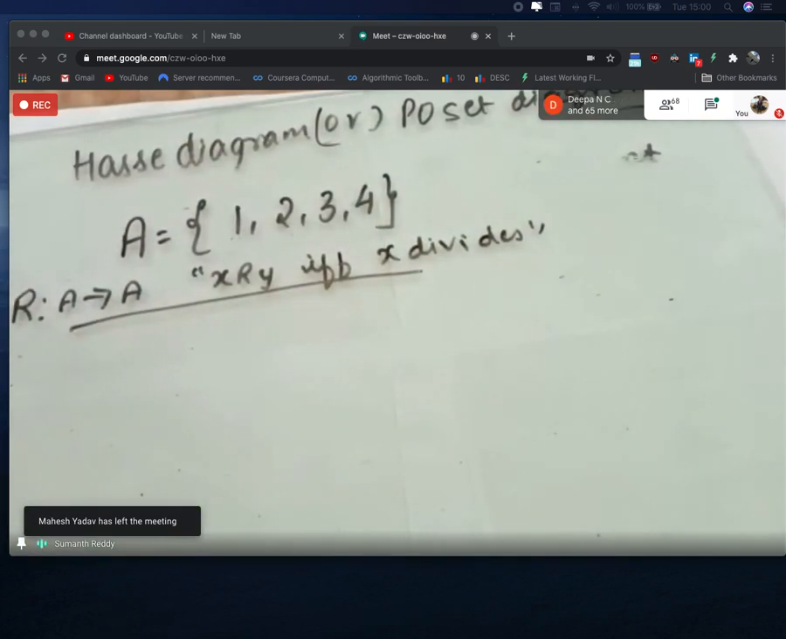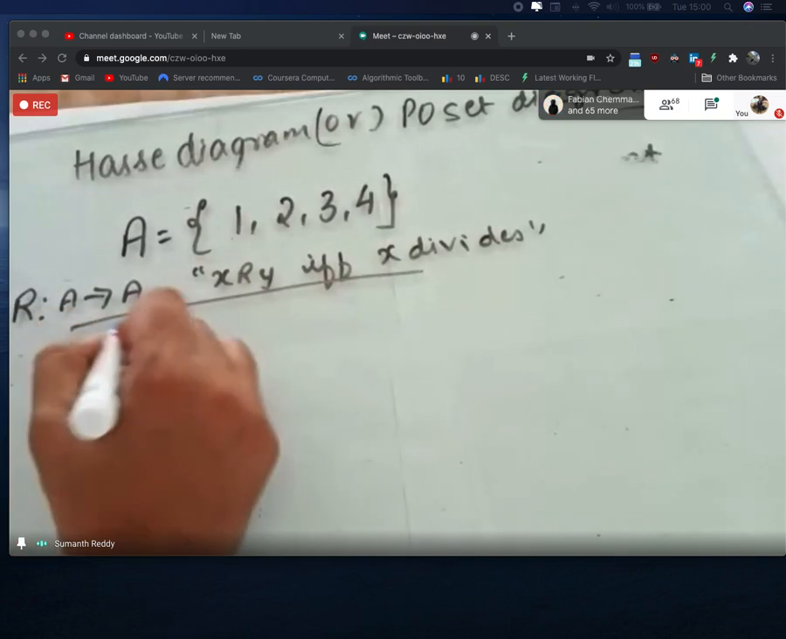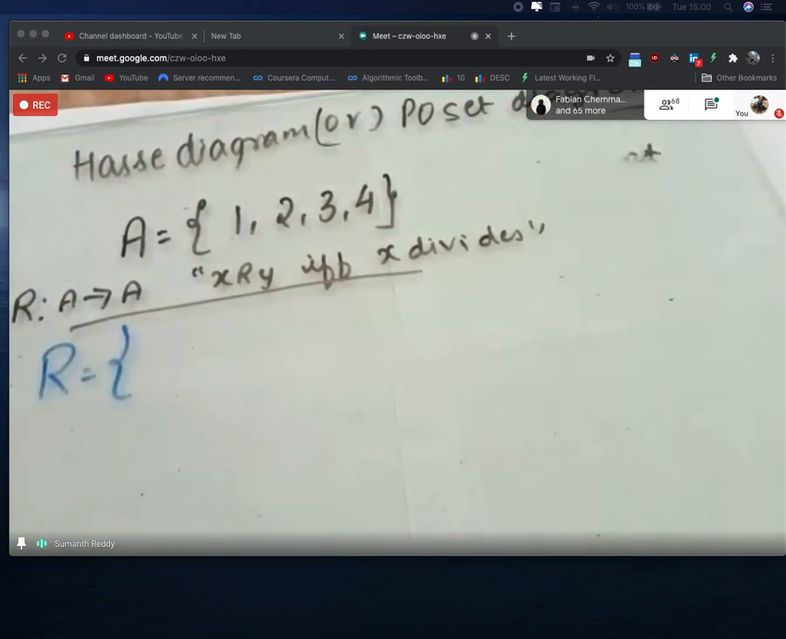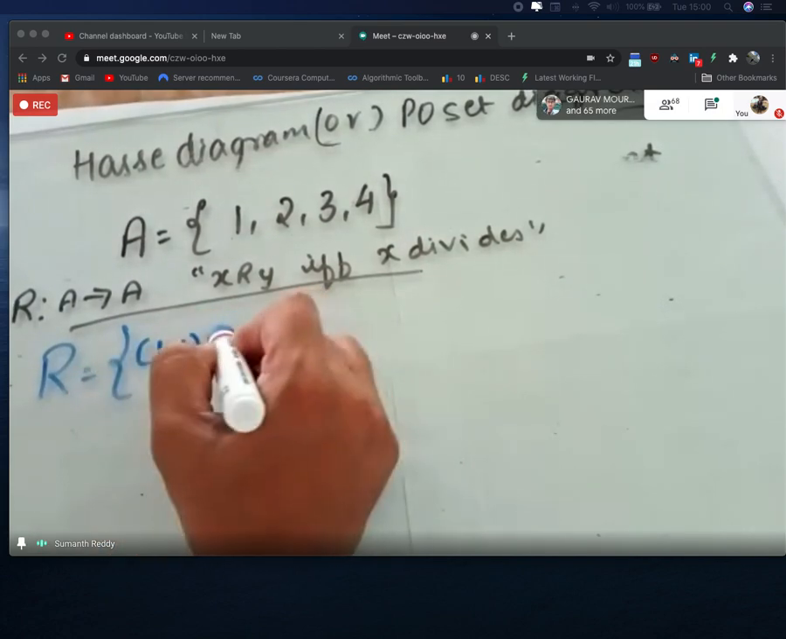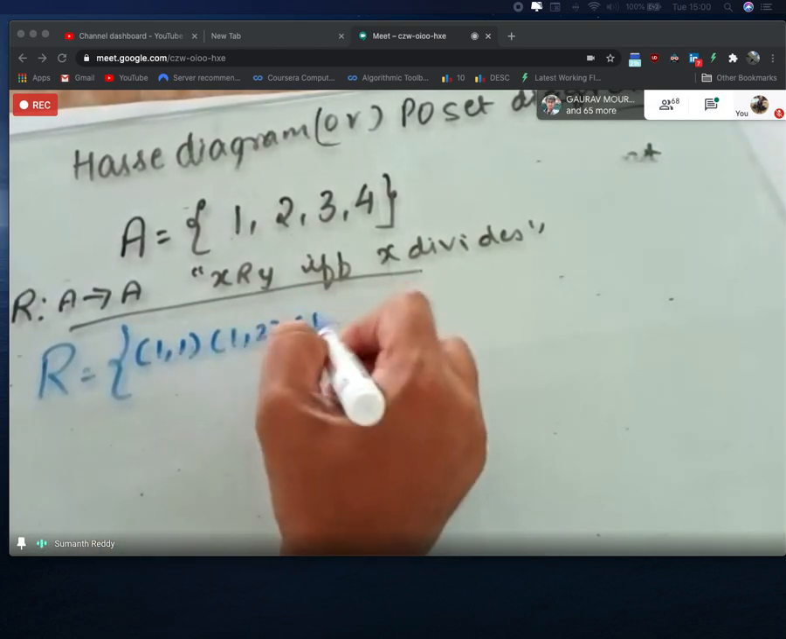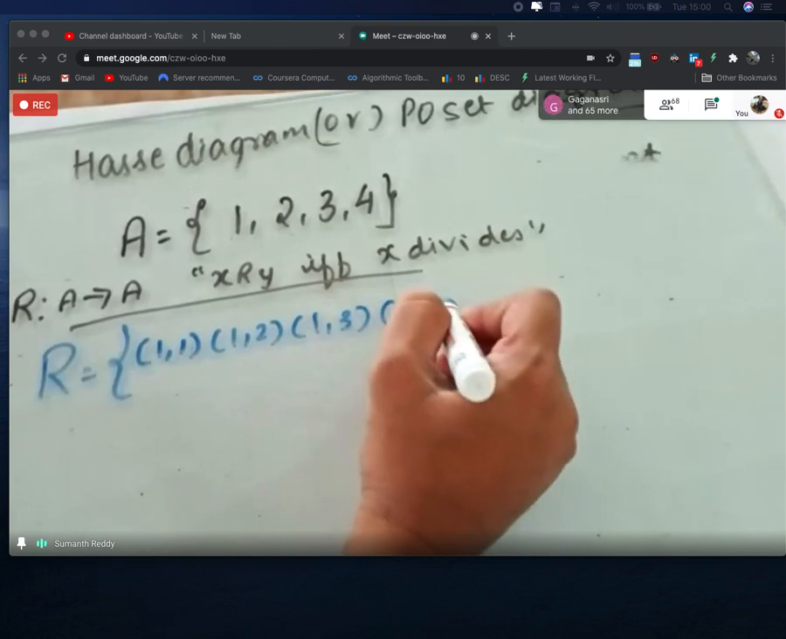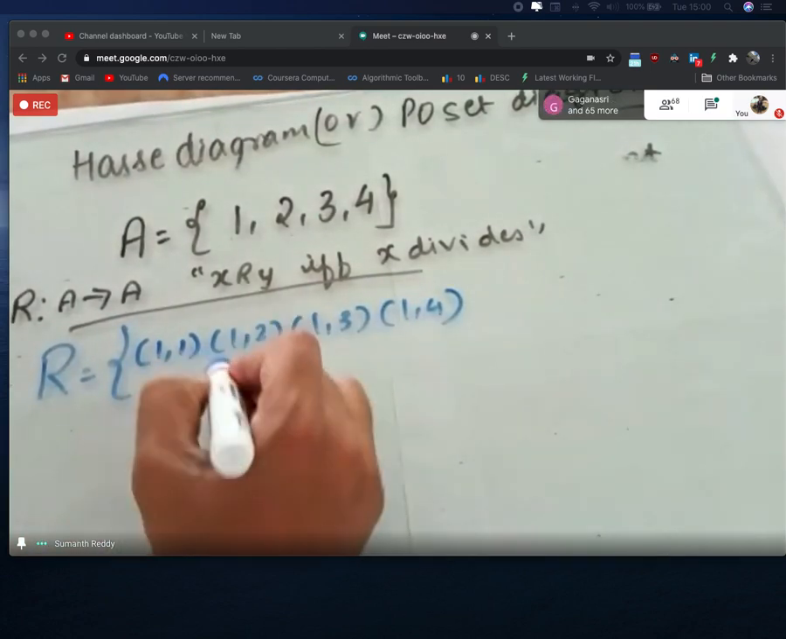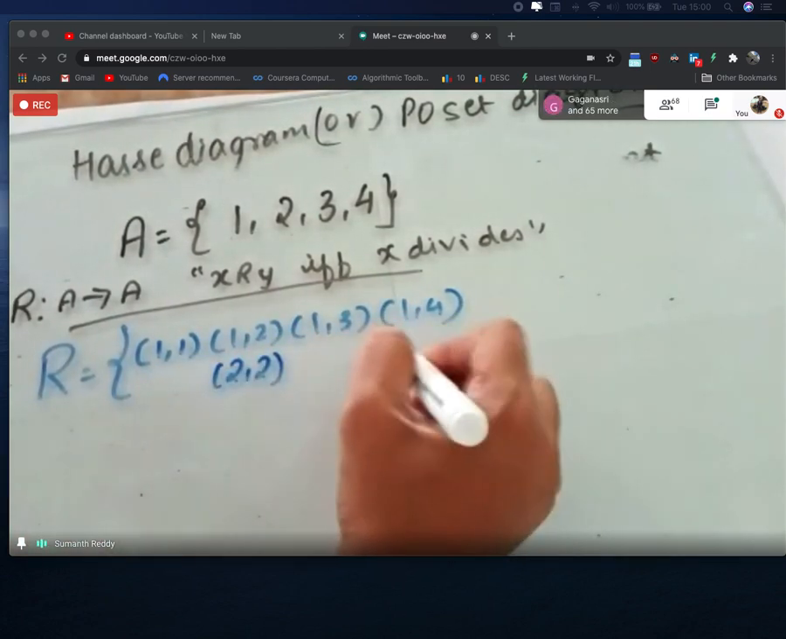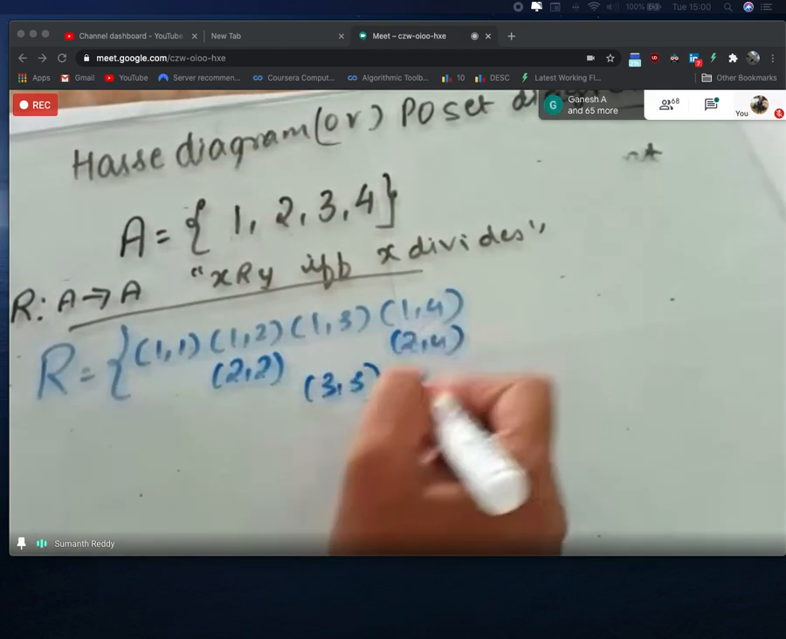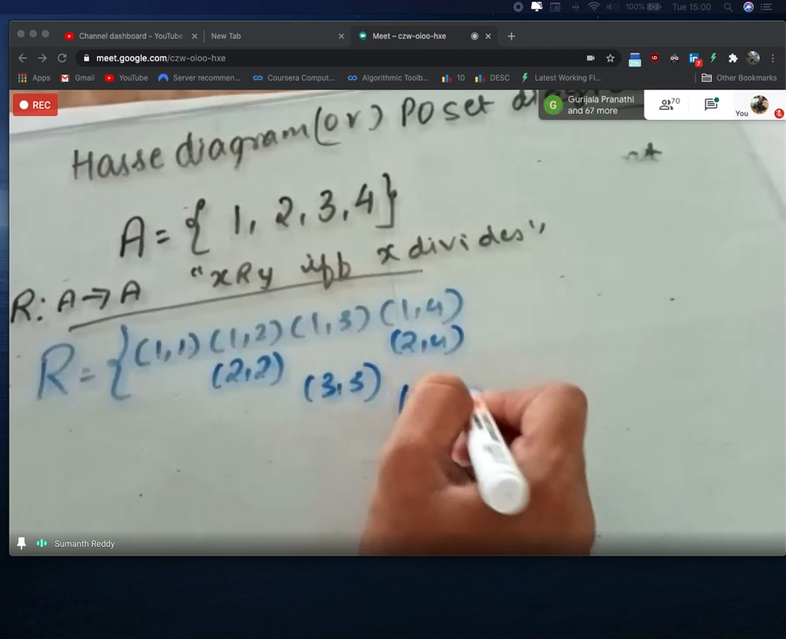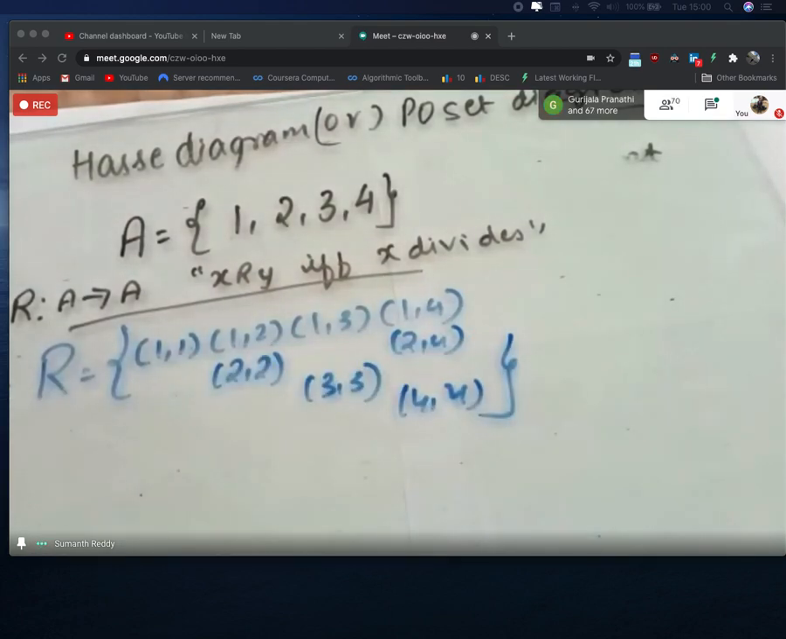If I define the relation, what will happen? The condition he has given is that the first element should divide the second element, right? Let me write the ordered pairs. 1 will divide itself and 1 will divide all the elements, right? Next, 2 will divide itself and 2 will divide 4. Next, 3 will divide itself and it won't divide any other number, and 4 will divide 4. So these are the ordered pairs I get, right?